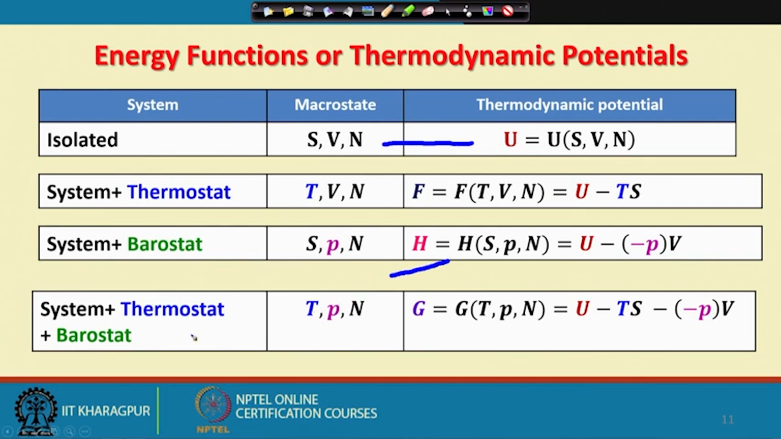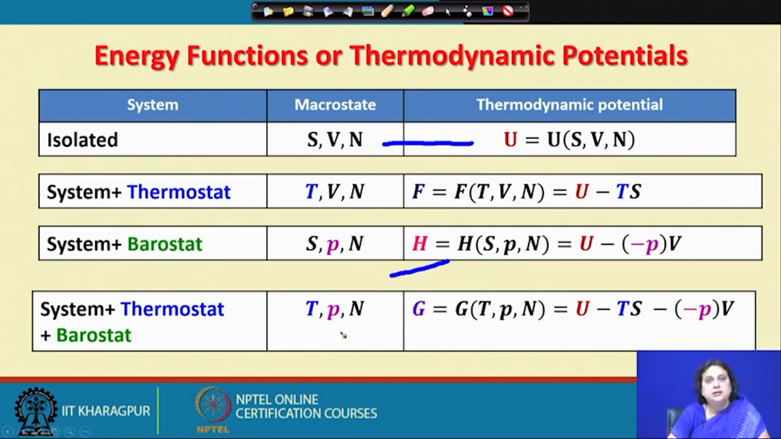Now, if I have a system in contact with both a temperature and a pressure reservoir, this is how I will define the macro state or the thermodynamic state of the system, and the corresponding thermodynamic potential is going to be the Gibbs free energy.